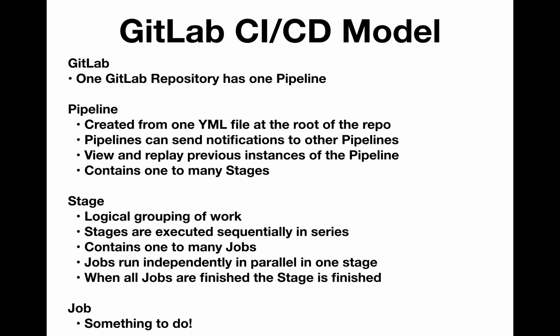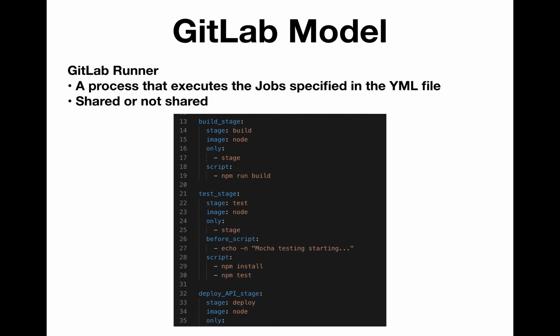One stage can contain one-to-many jobs. If one stage has two jobs, those two jobs will run in parallel. When both of those jobs are finished, that stage is finished and the next stage starts. A job is basically something to do. It can be something as simple as running unit tests. It could be building something, deploying something, creating some documentation, or whatever you want it to do. A job is pretty much anything you want to do.